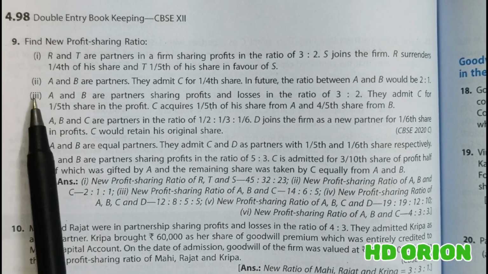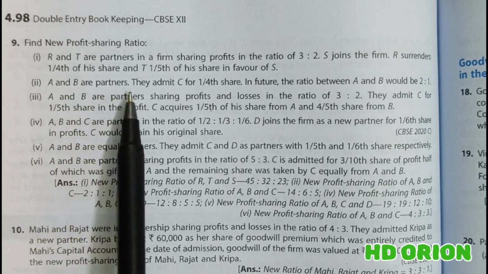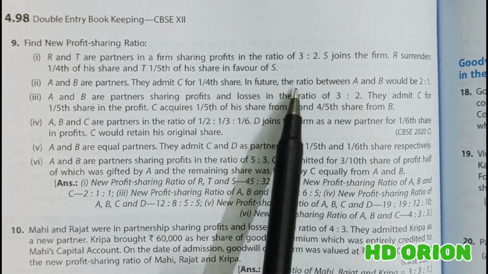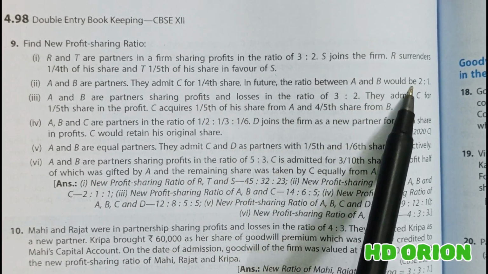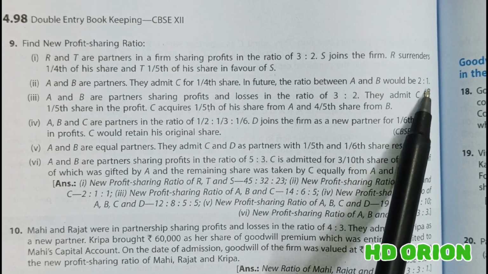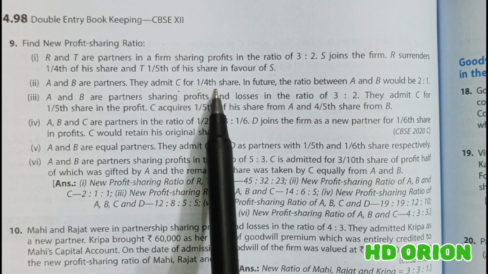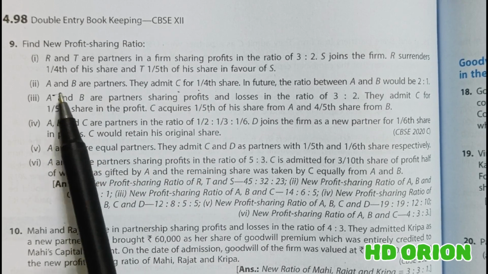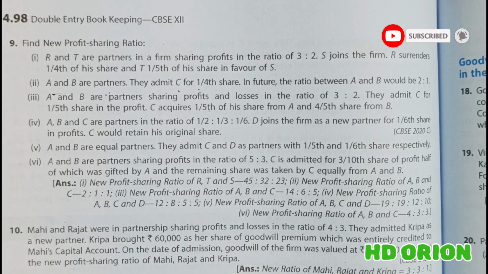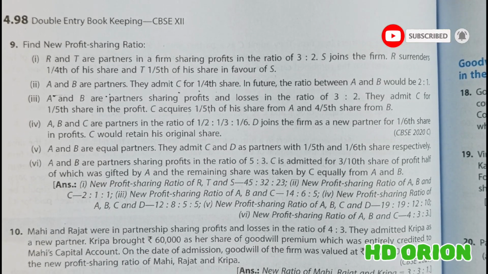Now let us see the second part. A and B are partners. They admit C for 1/4 share. In future, the ratio between A and B would be 2:1, so this is the new ratio of A and B. C is getting 1/4. From this statement we can understand the old ratio was 1:1, because the old ratio is not given in the question. So let us see the solution.